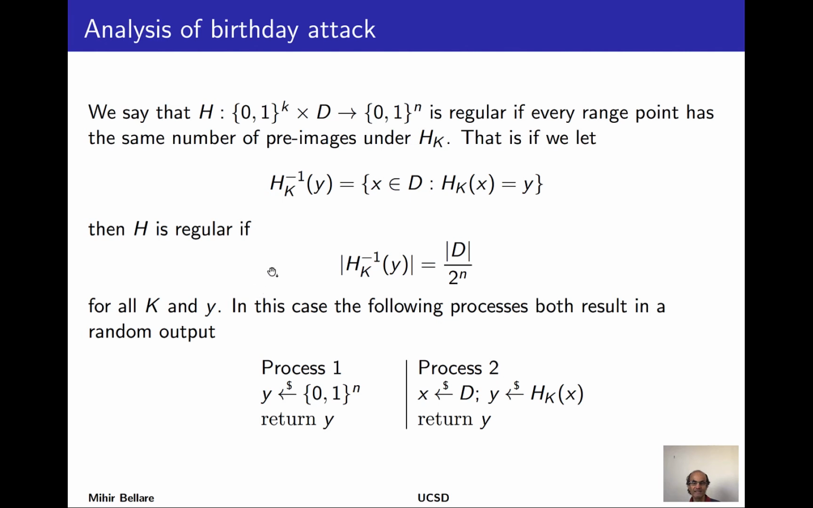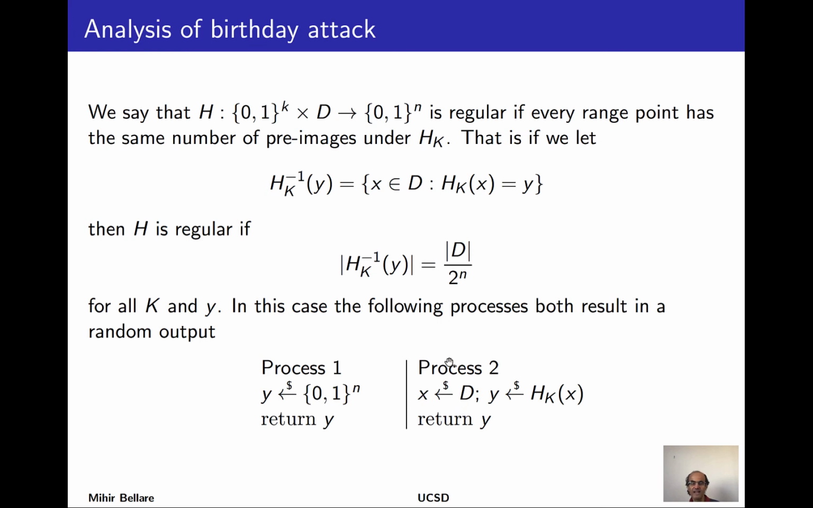Well, why do we like these kinds of functions? Because now, consider the two processes in which we're interested. One was to pick y at random from {0,1}^n. The other was to first pick a domain point at random and then run the hash function on it under key k to get y. And we're interested in how y is distributed across these two processes. And remember, we said earlier that in general, the distribution is different. But the claim is that in the case that the hash function is regular, they're actually distributed the same way.